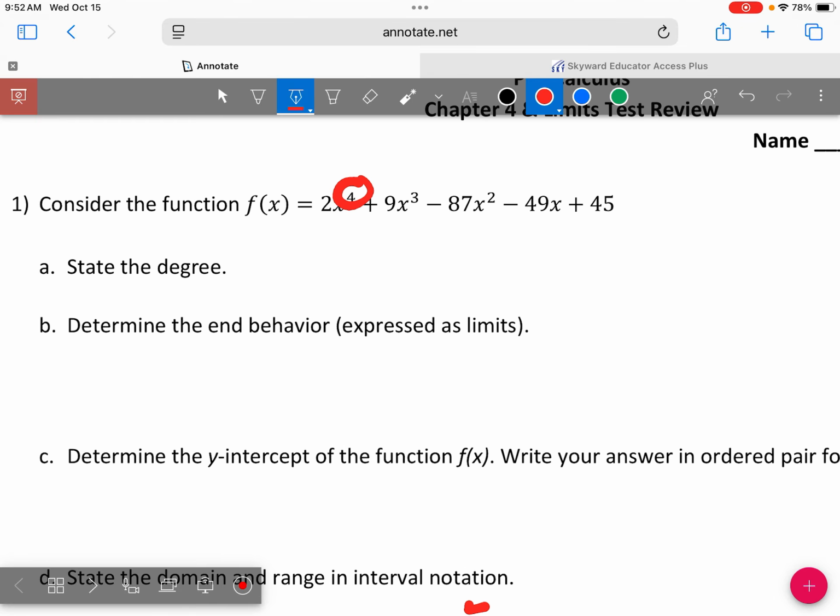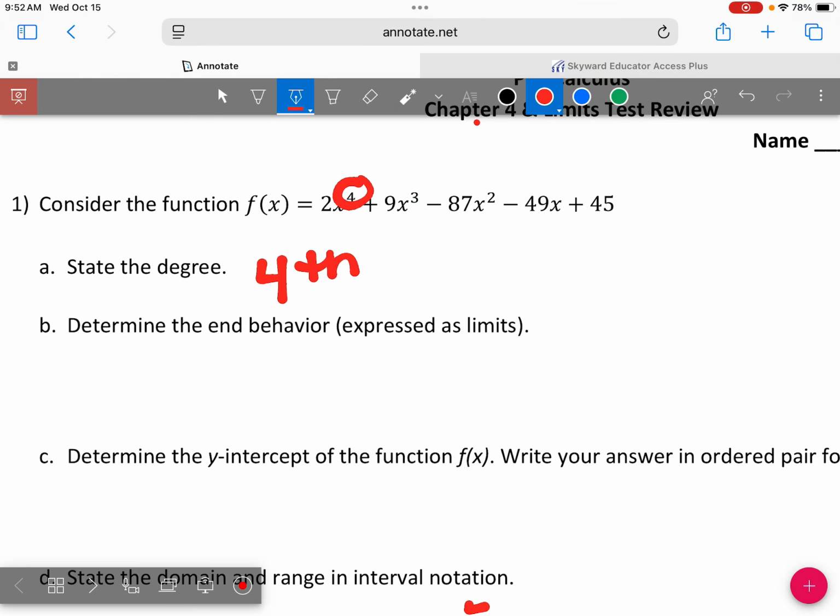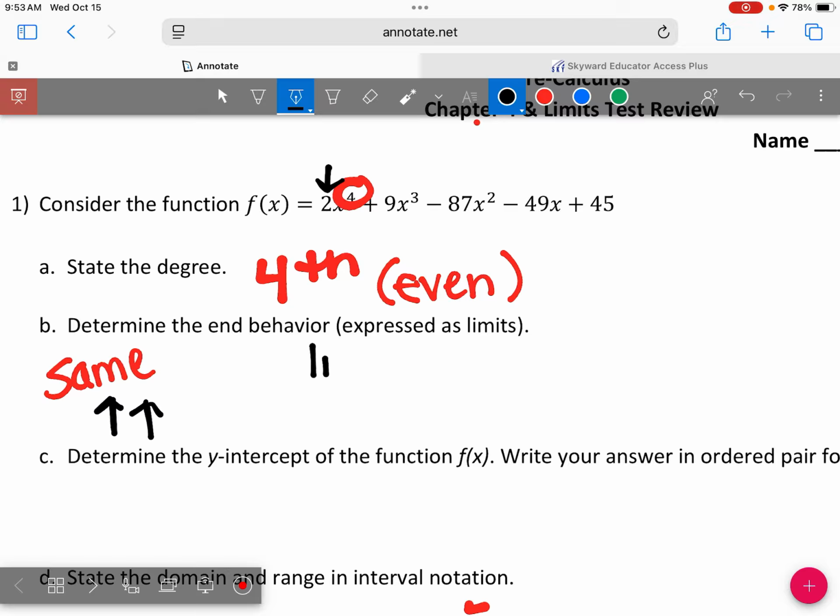Okay, so this is a fourth degree. That's your highest exponent. And fourth is even. So I already know that my end behavior is going to be the same because this is an even degree. And because this 2 is positive, that tells me that both arrows on the left and right will go up. So the limit as x approaches positive and negative infinity of f of x is positive infinity.